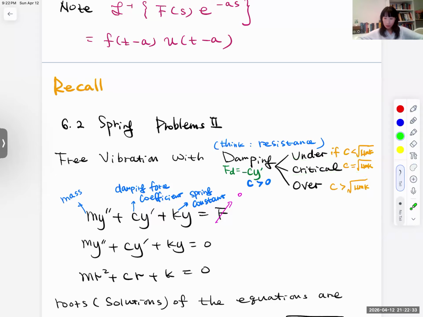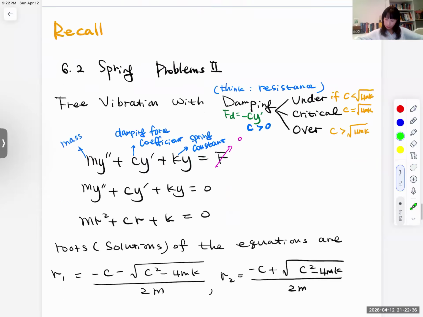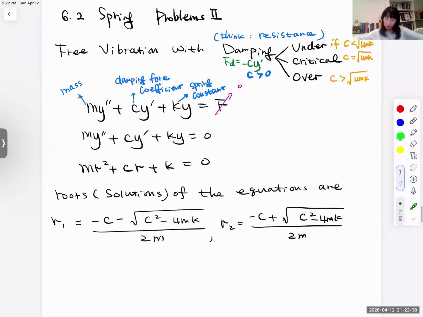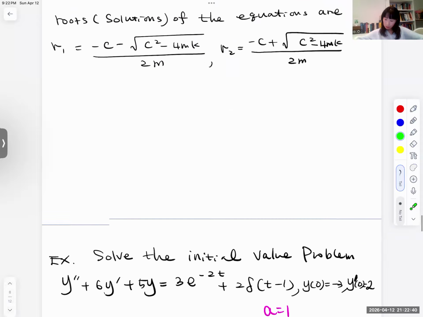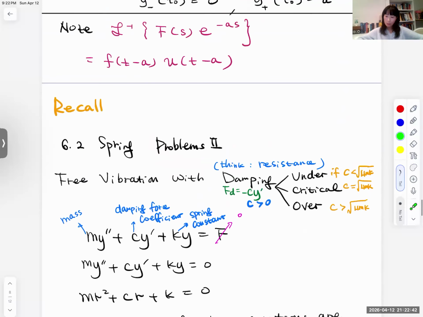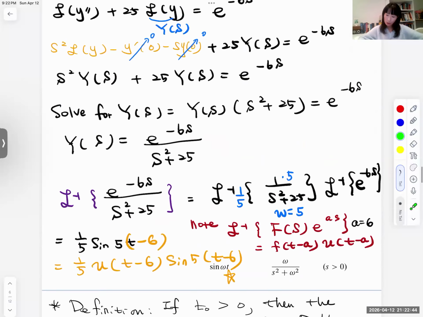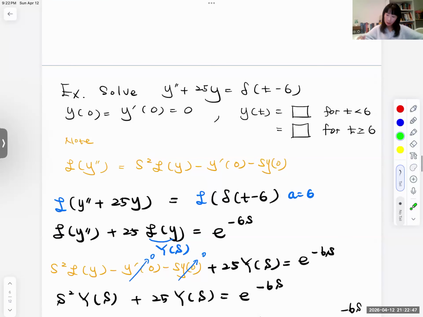All right. Let me do the same problem here. I want to show you how quickly we can find the answer by using the definition from the textbook.